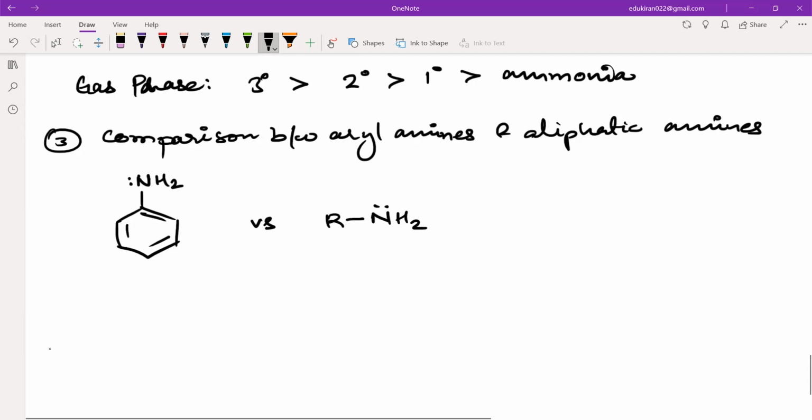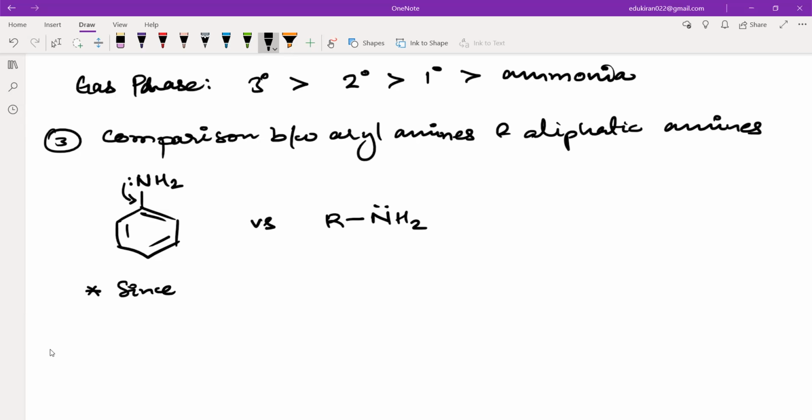Now, as you can see here, there is a double bond, a single bond, and then the nitrogen has a lone pair. So this lone pair will be in resonance. Since this lone pair is in resonance, it is not available for donation, and it cannot act as a good base. Aryl amines will not act as a good base.